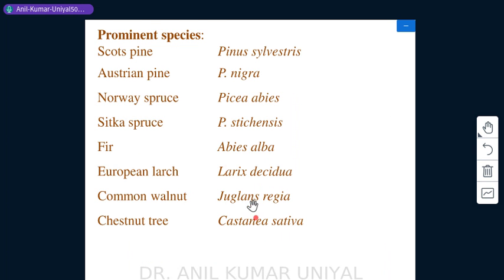Then we have several prominent species of this region: Scotch pine, Pinus sylvestris; Austrian pine, Pinus nigra; Norway spruce, Picea abies; Sitka spruce, Picea sitchensis; fir, Abies alba; European larch, Larix decidua; common walnut, Juglans regia; and chestnut tree, Castanea sativa. These species were also found in the British Isles area.